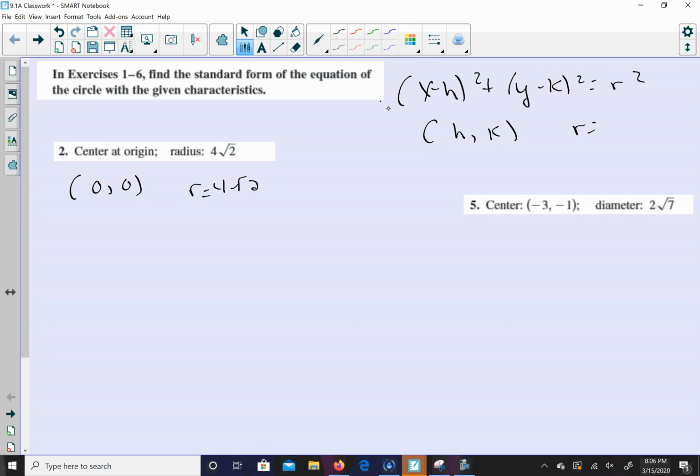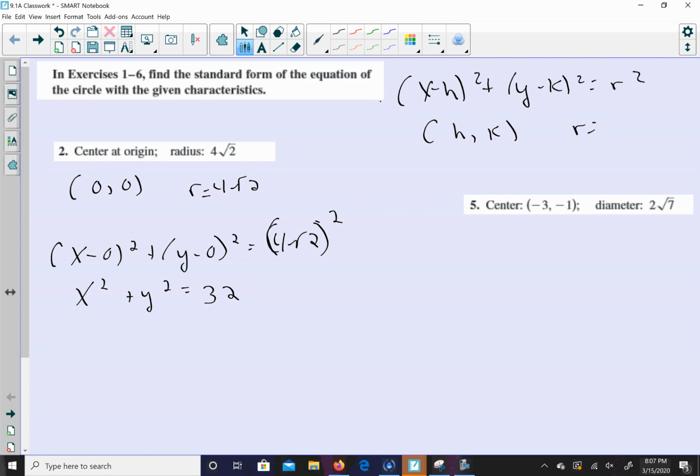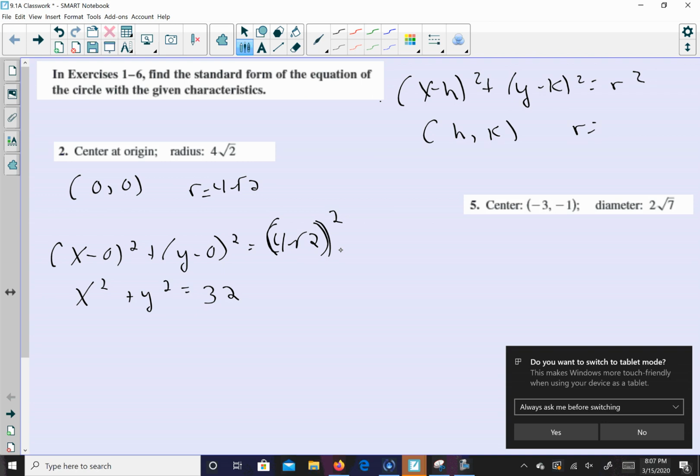So putting that into this equation, I'm going to write (x minus 0) squared plus (y minus 0) squared is equal to 4 times the square root of 2, and I'm going to take care to put that in parentheses, squared. I'm going to clean this up by writing x squared plus y squared is equal to, and when I take 4 times the square root of 2, squared, in my calculator, I end up getting 32. If you put this in parentheses, you'll get 32. If you forget to put it in parentheses, you're going to get 8, which would be wrong, so put it in parentheses. All right, the next one.